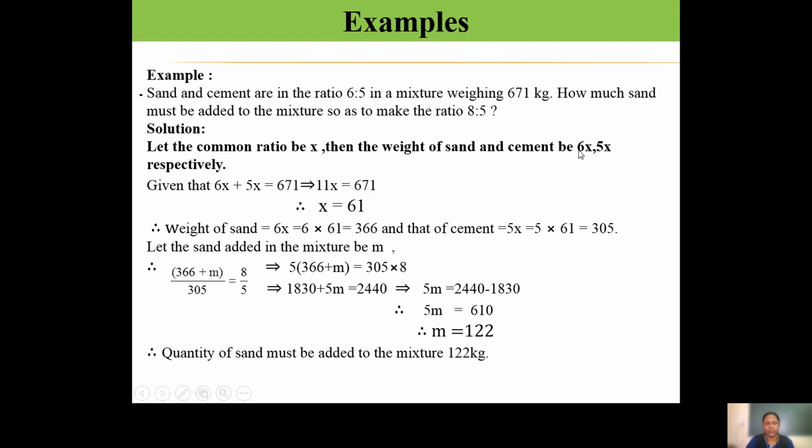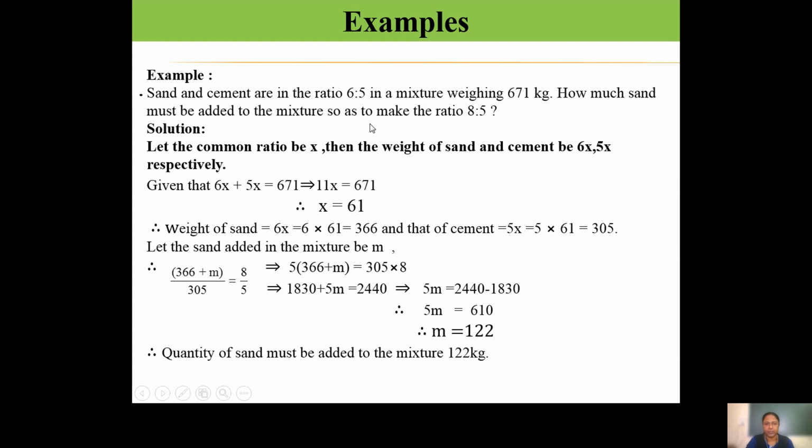So as the ratio of sand and cement is 6x and 5x, we'll get 6x as 6 into 61, which is 366, and that of cement, which is 5x, is 5 into 61, which is 305. So out of this 671 kg, sand is 366 kg and cement is 305 kg.